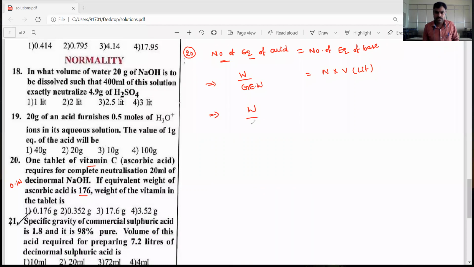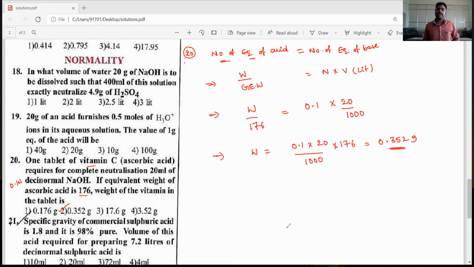So weight by 176 is equal to normality 0.1 into the volume they gave, just 20 ml only, which is nothing but 20 divided by 1000. Then we'll get it in liters. Then the weight of ascorbic acid is equal to 0.1 into 20 divided by 1000 into 176. On simplification we will get 0.352 grams. Okay, dear students, so the ascorbic acid weight is 0.352 grams.